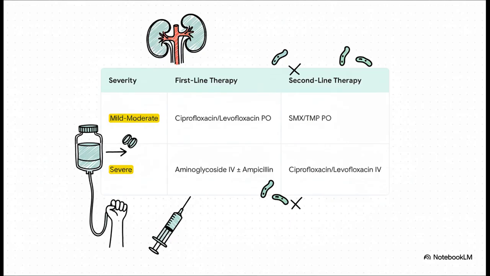For those mild to moderate cases, we can use an oral fluoroquinolone because it gets into the kidney tissue really well. But for a severe case, someone in the hospital, we're pulling out the big guns, IV drugs, like an aminoglycoside, maybe with ampicillin just in case.